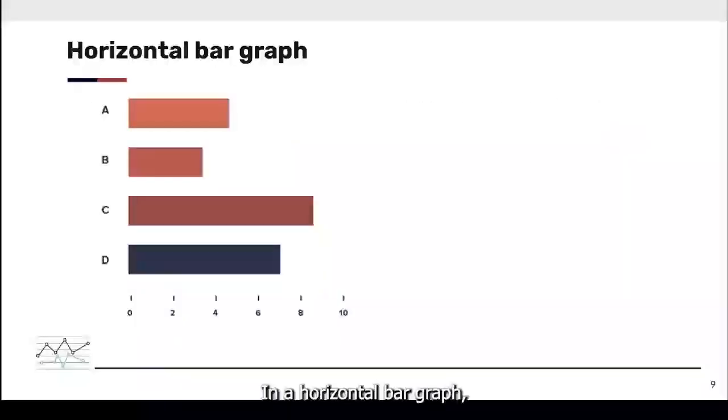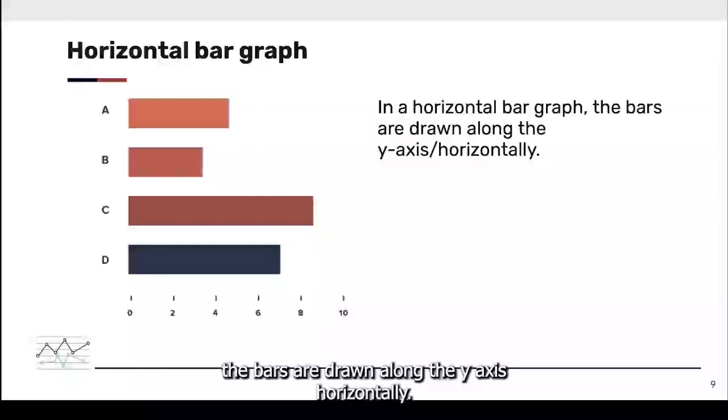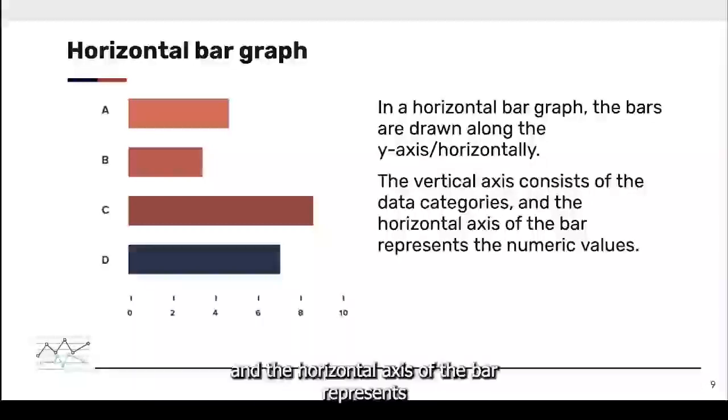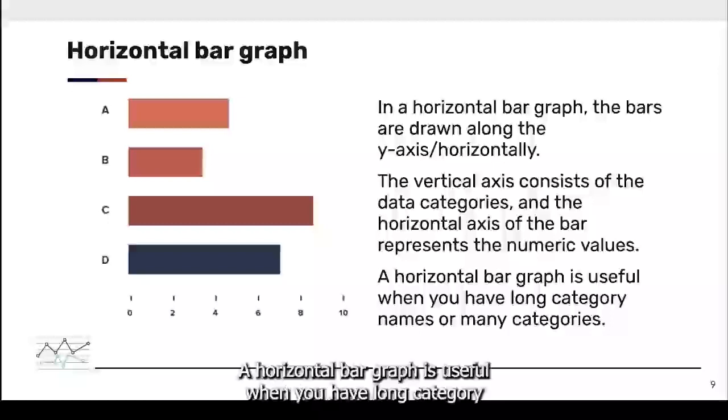In a horizontal bar graph, the bars are drawn along the y-axis horizontally. The vertical axis consists of the data categories, and the horizontal axis of the bar represents the numeric values. A horizontal bar graph is useful when you have long category names or many categories.